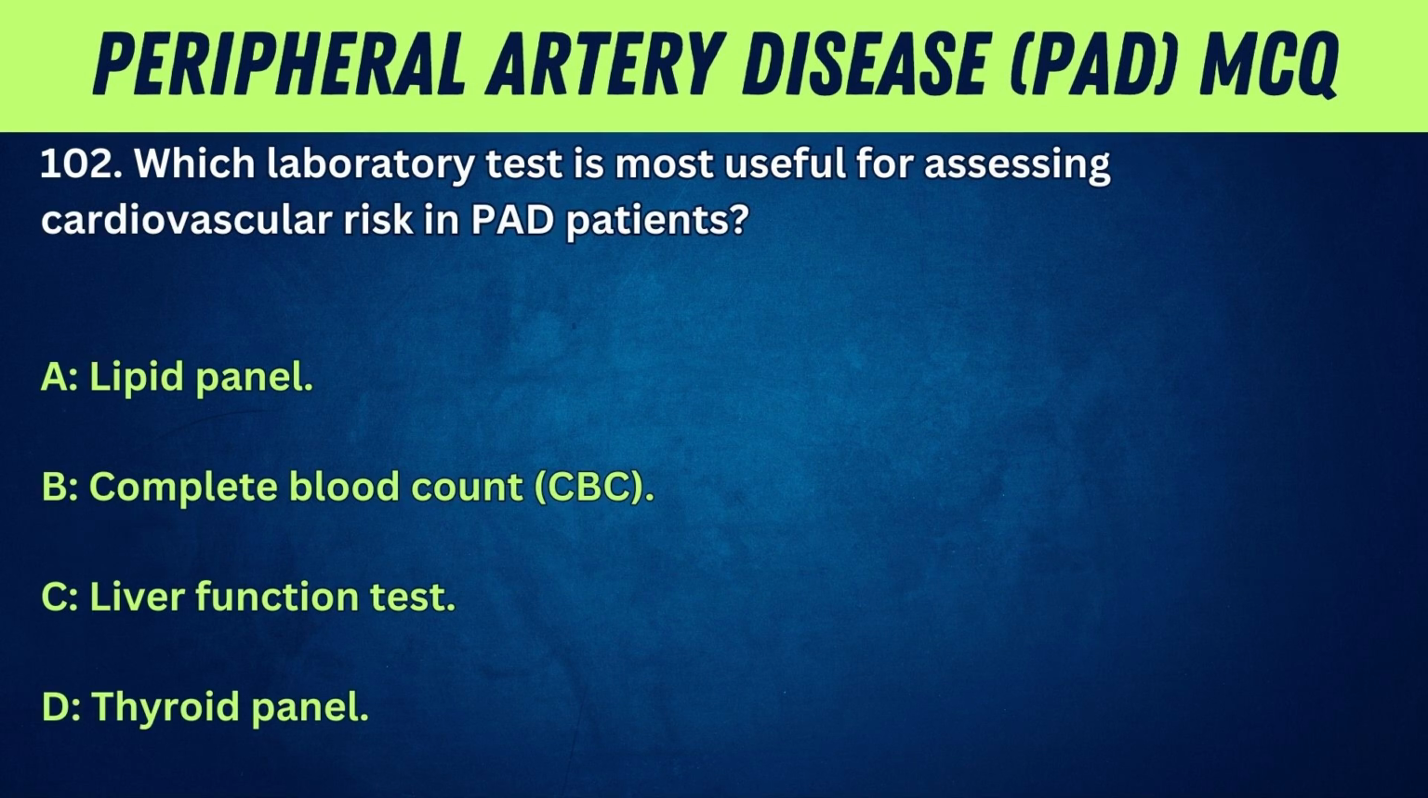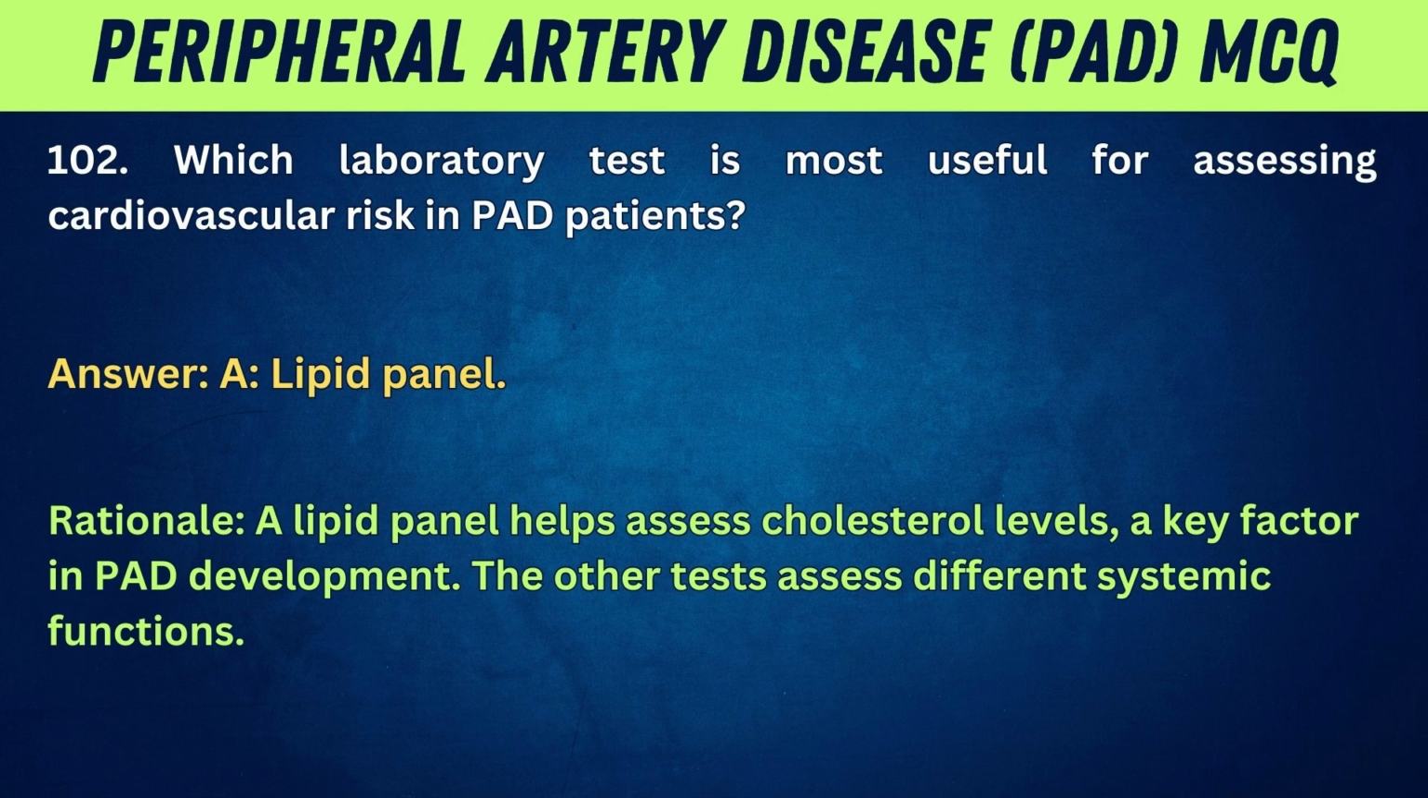102. Which laboratory test is most useful for assessing cardiovascular risk in PAD patients? A. Lipid panel. B. Complete blood count, CBC. C. Liver function test. D. Thyroid panel. Answer: A. Lipid panel. Rationale: a lipid panel helps assess cholesterol levels, a key factor in PAD development. The other tests assess different systemic functions.